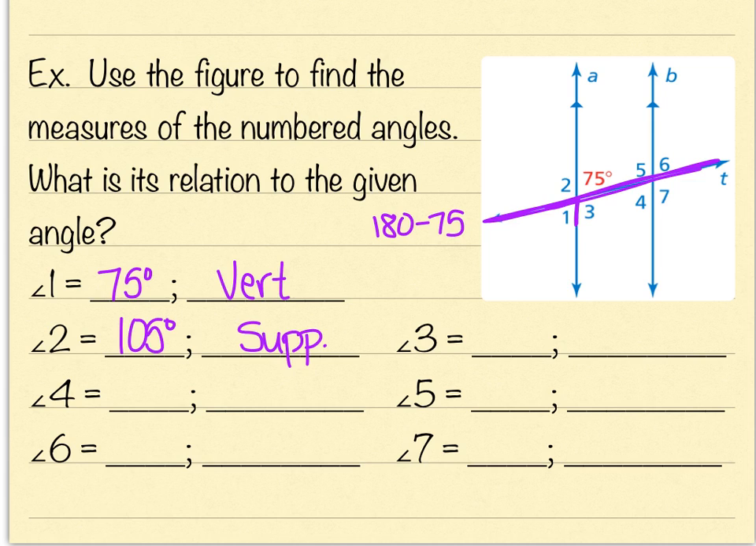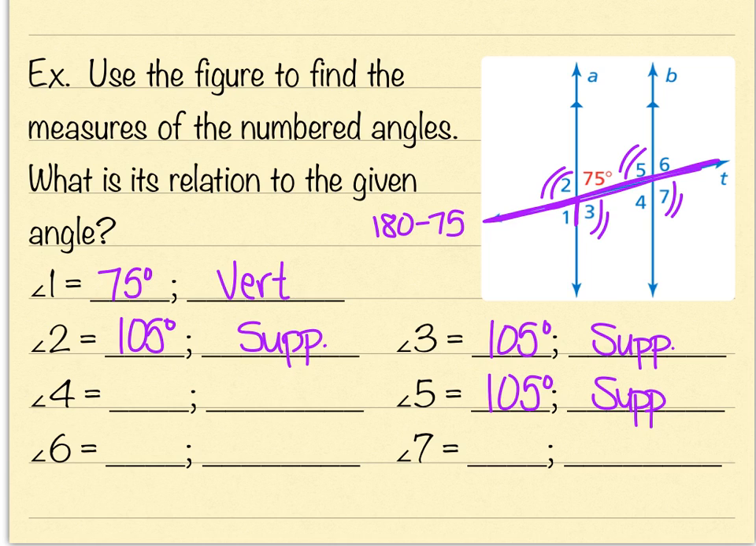Angle 3 is also going to be 105 degrees, and its relationship to the given angle is, again, supplementary. It just adds up to 180. In fact, angle 2 and angle 3 are the same size, and angle 5 and angle 7 are the same size, and it's all because they're supplementary. So actually, 4 of the angle relationships will be supplementary. So we said angle 1 was vertical, though.